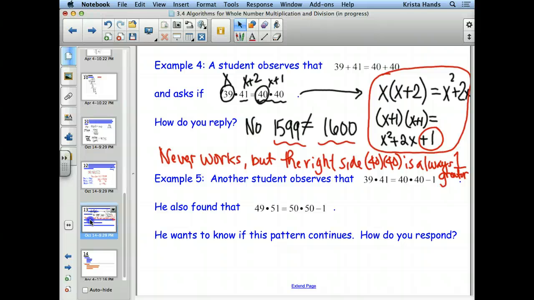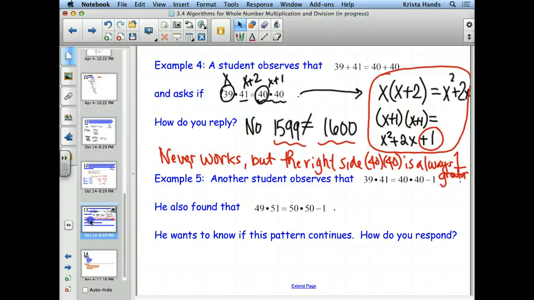All right, here's another one, slightly different. This one says, another student observes that if you take the 39 times 41, you get 40 times 40 minus 1. Do you? Yeah, that's what we just showed, right? He also found that if you did 49 times 51, you get 50 times 50 minus 1. Okay. He wants to know if this pattern continues.